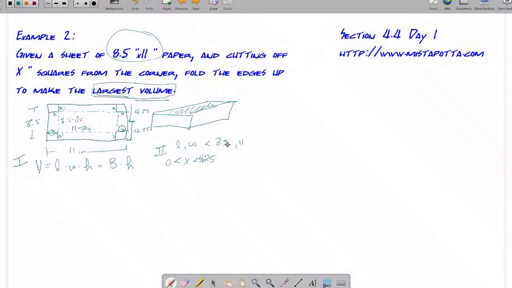Because I have this 8.5 by 11 inch restriction, that's going to help me get my volume as a function of x, the height of the box. So I'm going to have my length, which is 8.5 minus 2x, times my width, which is 11 minus 2x, times the height, which would be x. So this is my volume.